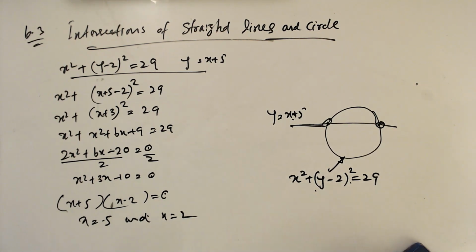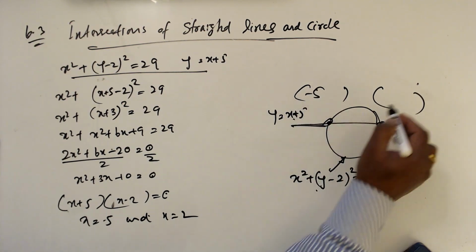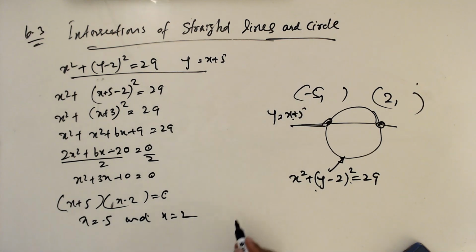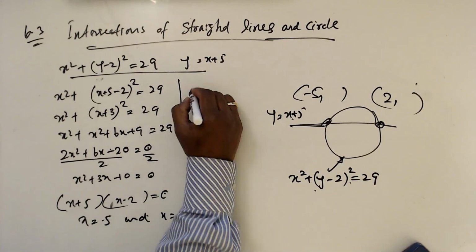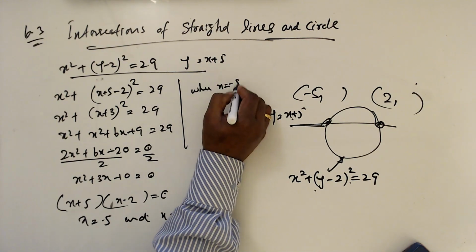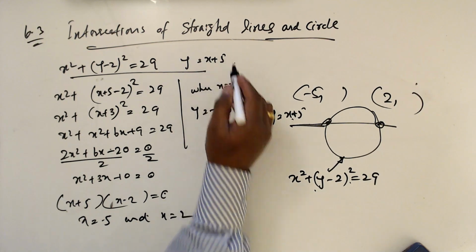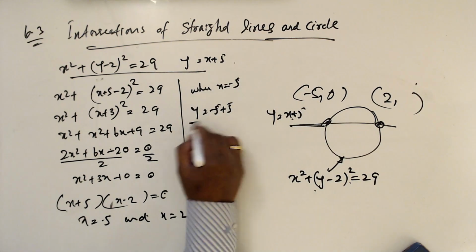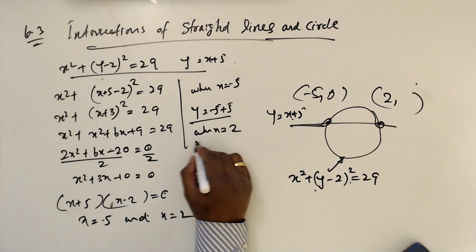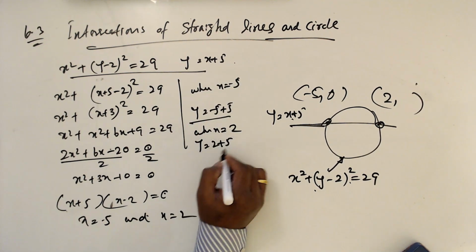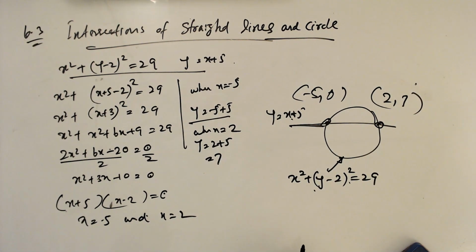Now I have two answers. One is minus 5, another one is 2 for the x value. Now I want to find the relevant y value. When x equal minus 5, y equal minus 5 plus 5 from here, which is 0. Then when x equal 2, from this equation y equal 2 plus 5, which is 7. So we found the intersection points.